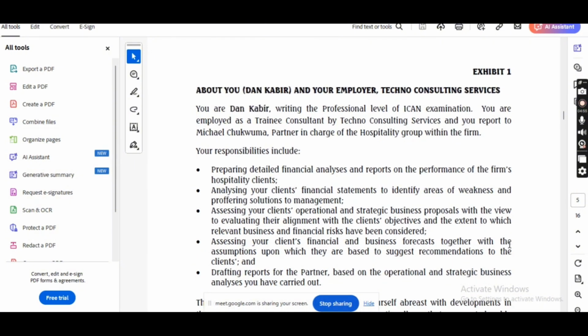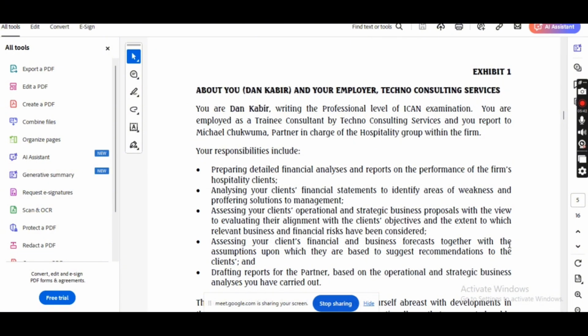Now, we'll look at the exhibit here. Exhibit 1. About you, Dan Kabiri, and your employer Techno Consulting Services. Now, from the list of exhibits, something should come to your mind that this is likely, let's say 70%, an external report. Why do I say so? It is because they said about you, your employer is a consulting firm. Is that not so? Now, let's continue.